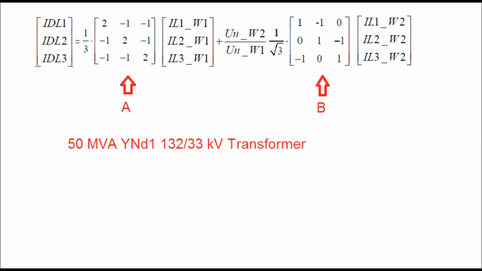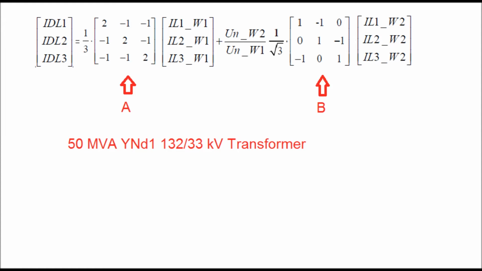Now how does the RET 650 calculate the differential current? One example is taken for a 50 MVA YN D1 132 by 33 kV transformer. Since the HV side is star connected and the LV side is delta connected, and there is a phase shift of 30 degrees lag between the HV side current and the LV side current, the A matrix and B matrix are automatically chosen by the relay, that is 1/3 of [2 1 1; 1 2 1; 1 1 2]. That is the value of the A matrix with zero sequence filtering.